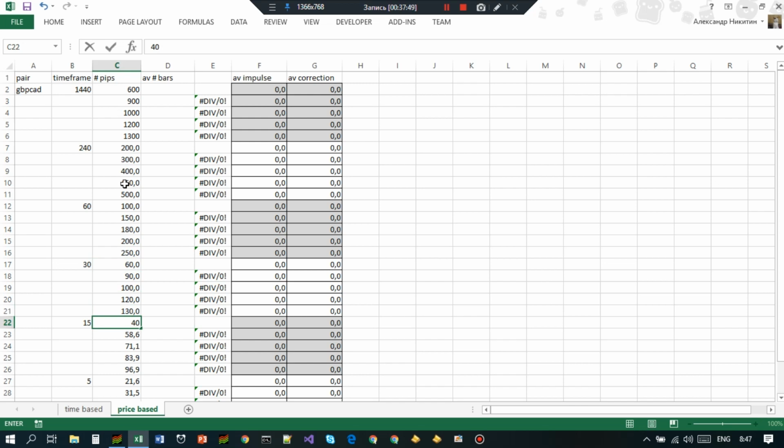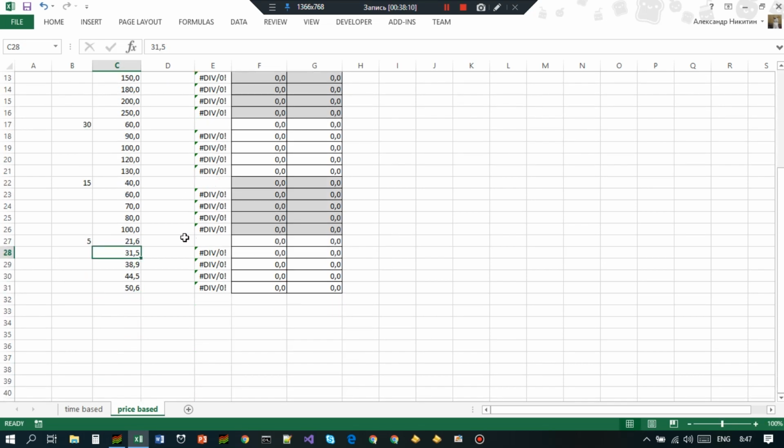This one is 40 pips, this one is 60 pips, 70 pips, and this one is 80 pips, and this one is 96. Okay, so let it be 100 pips. If we switch it here, this one is 20 pips, 30 pips, 40 pips, 45, and 50.